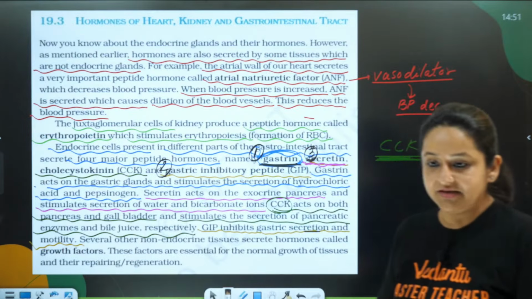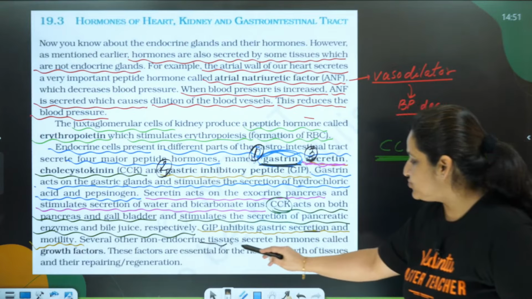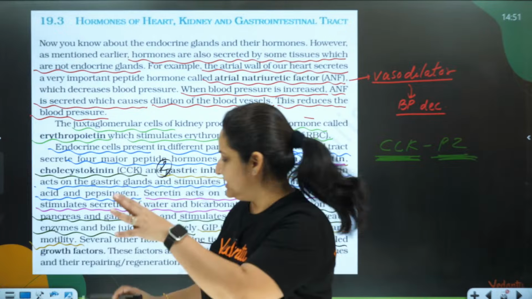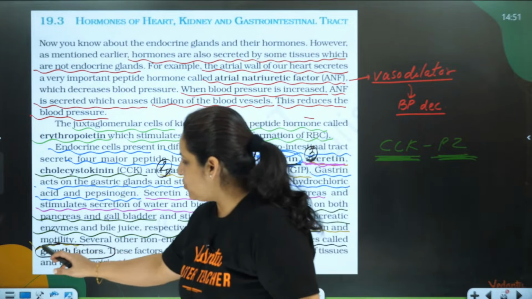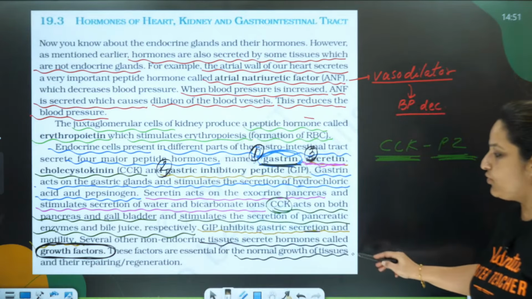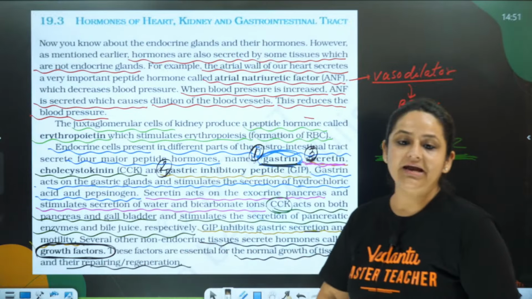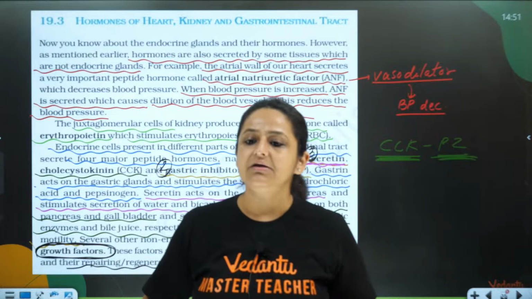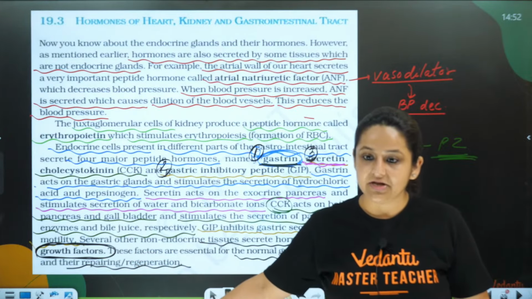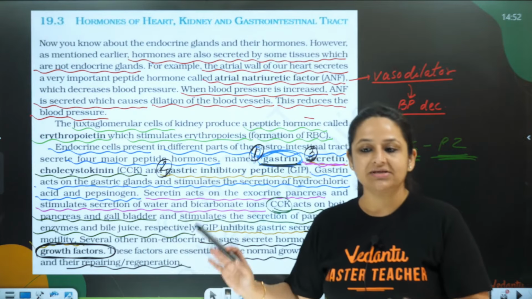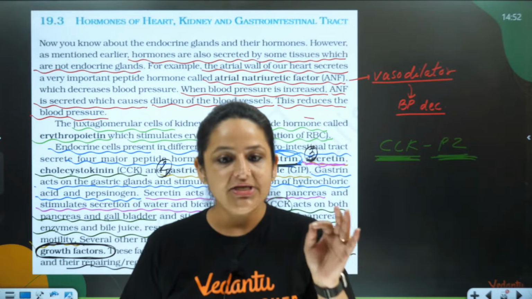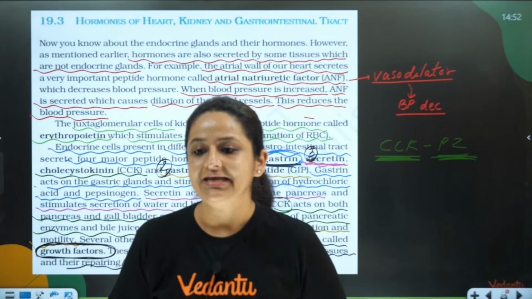Now, apart from this, several non-endocrine tissues also release hormones called growth factors. Different regions in the body release certain hormones called growth factors. And what are these growth factors going to do? They are essential for the normal growth of the body and for repair and regeneration. So for normal repair, regeneration, and growth of our body cells, there are these important proteinaceous factors, you can say proteinaceous hormones, that are released, called growth factors. So these are all about the hormones of the heart, kidney and gastrointestinal tract.